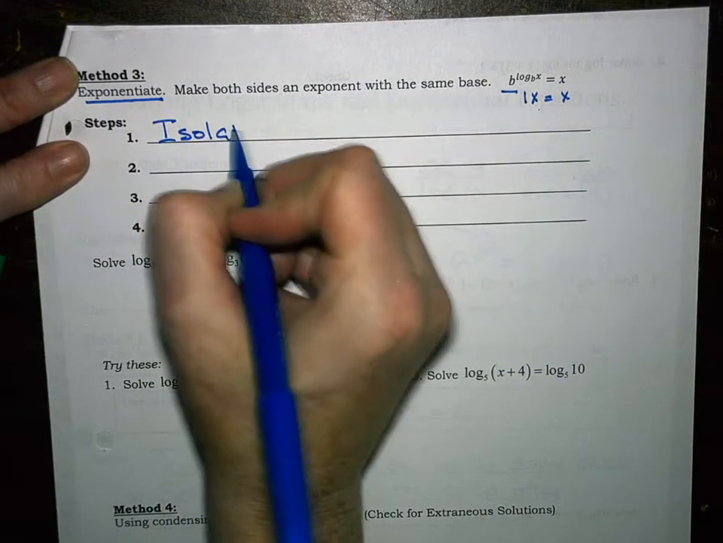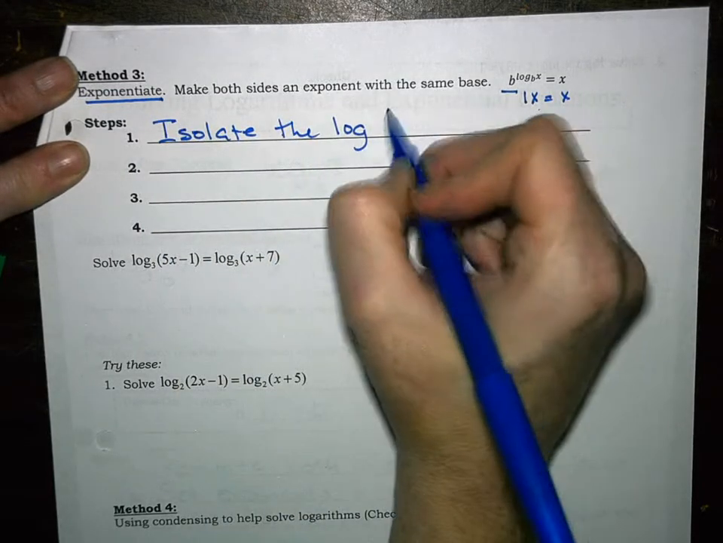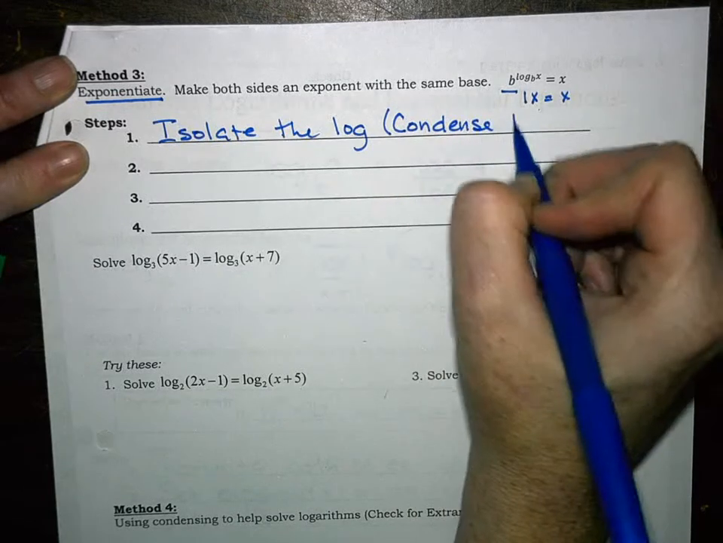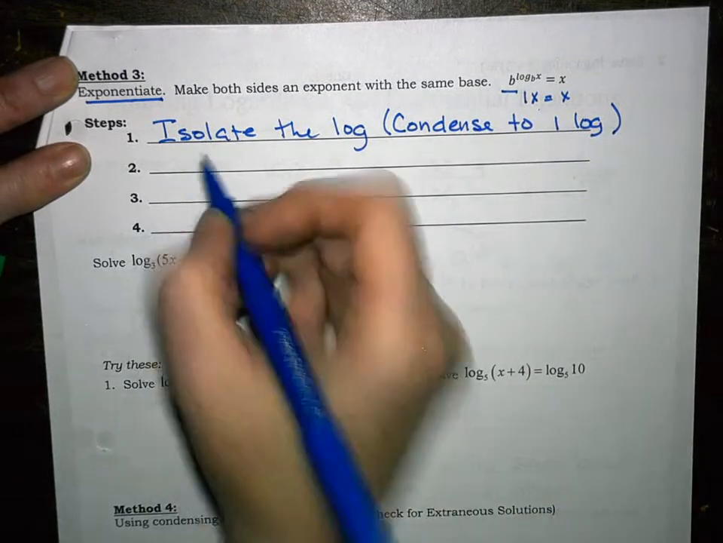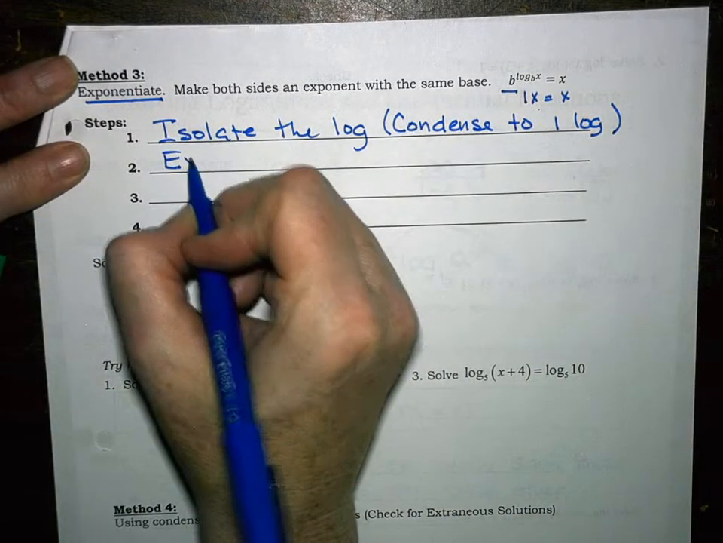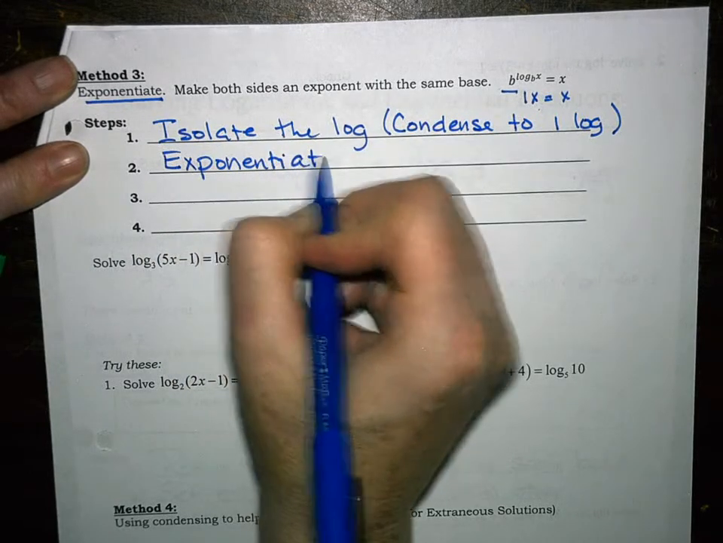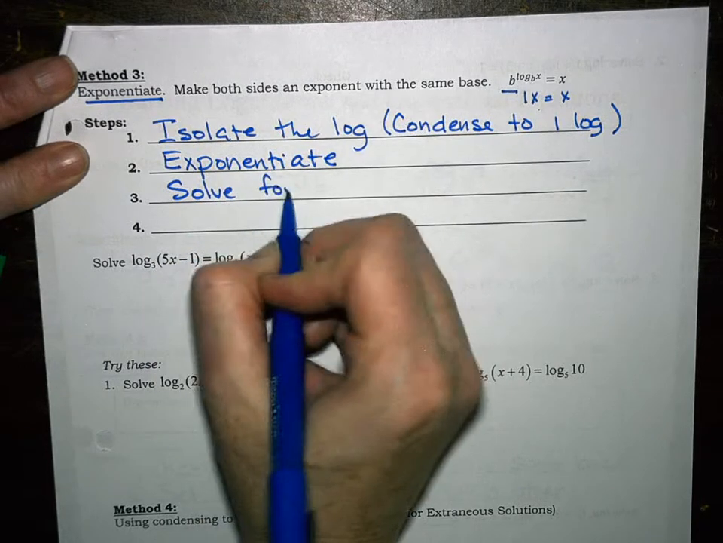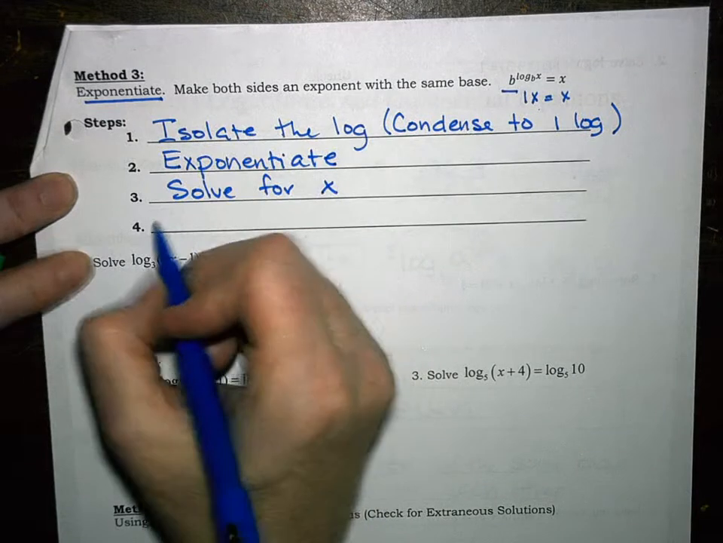So here's what we do. Isolate the log. And what you usually are doing here is condense to one log. You're going to condense it. Then you're going to what's called exponentiate, and that'll become clear in a minute. And then we're going to solve for x.